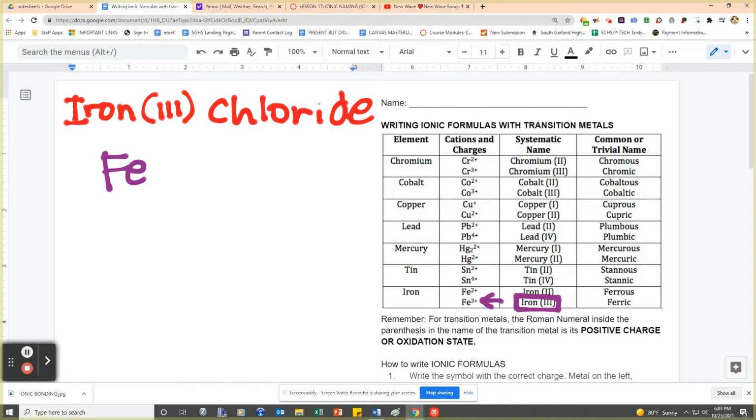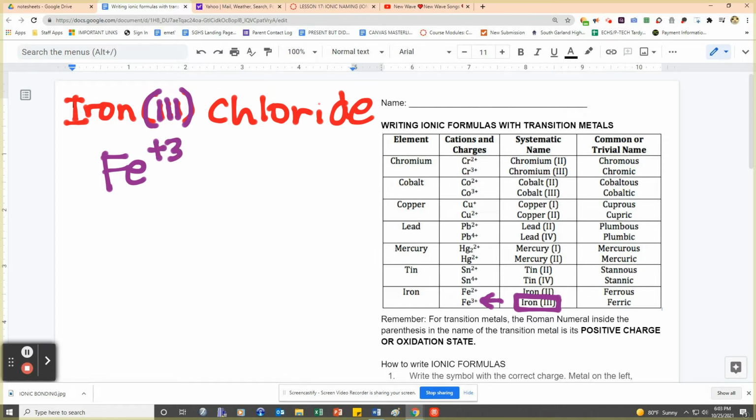So what if you lose this list? What if you don't have it on the test? How can you determine, based on the name, the charge of the transition element? Guys, the key here is the Roman numeral inside the parentheses. You see that Roman numeral right there? It tells you the charge. So Fe here is positive 3.